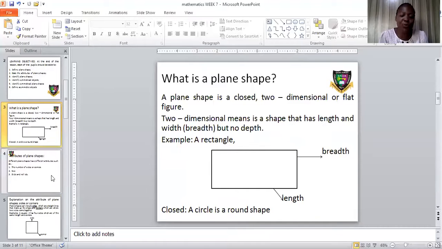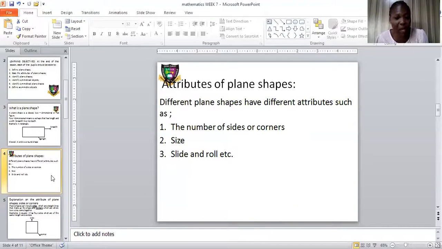And we said the attribute for you to differentiate or to identify a shape is the number of sides or corner. If it does not have corner, it is not a plane shape. Then it is a solid shape. An example is a cylinder, a cone, a prism. A prism is a solid shape. A cylinder is a solid shape.